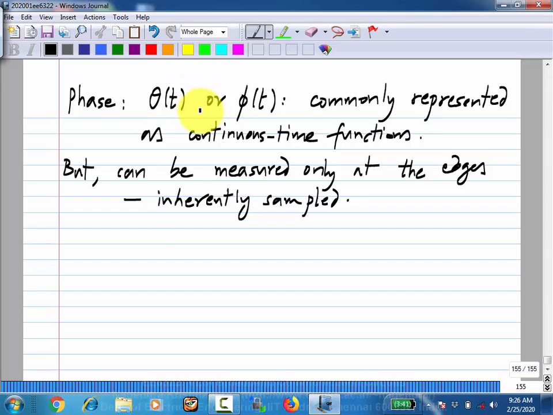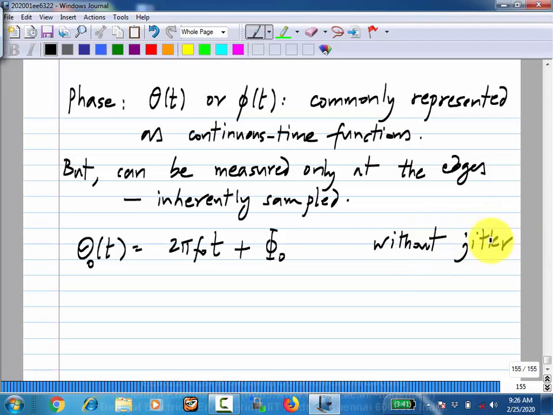So just to find the relationship between the two, let's say theta of t is 2 pi f naught t plus phi naught. This is the ideal, let's say theta naught of t, that is without jitter or phase noise. This represents the phase of a perfectly periodic function, right? And the actual theta of t, let's assume that the average frequency and the phase offset is the same, but you also have phi of t. Okay?